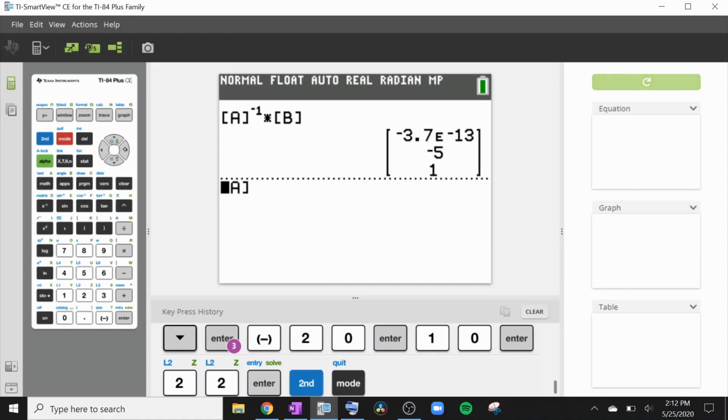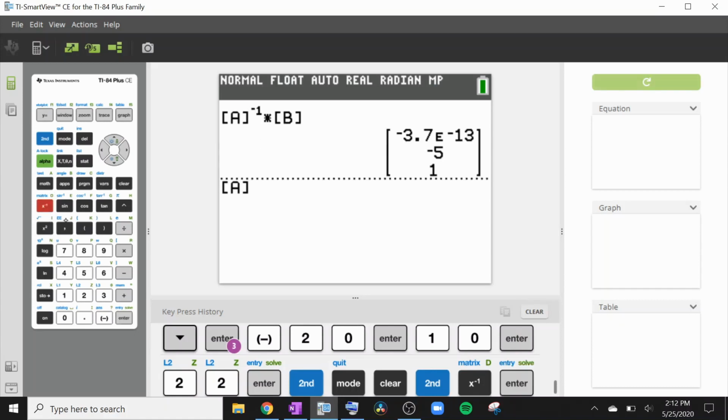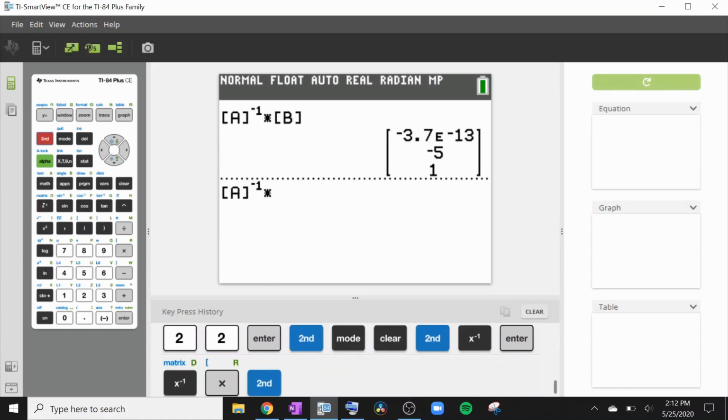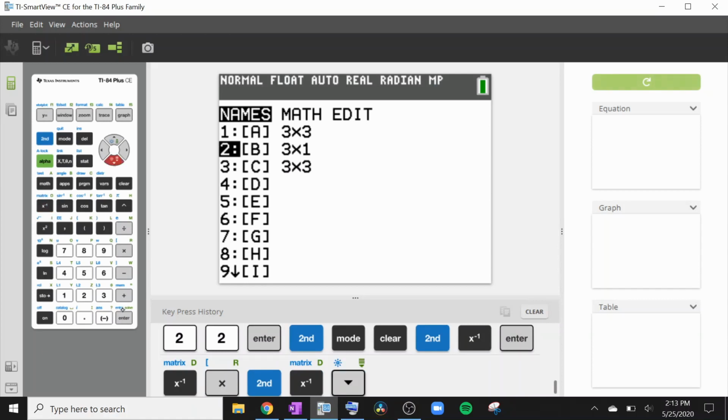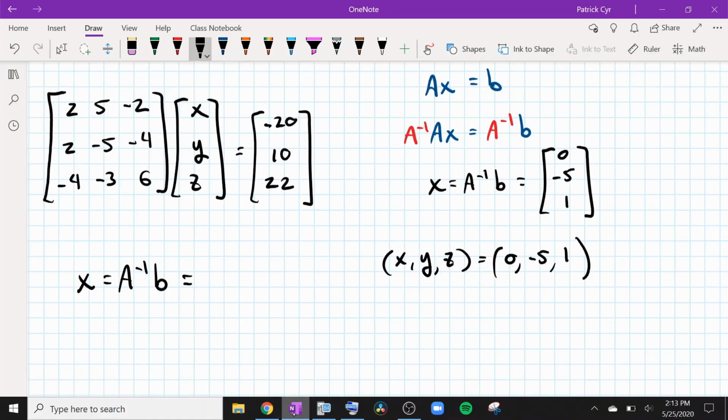And so the solution here is going to be matrix A inverse times matrix B. And hopefully this works. So 5, negative 4, 5. And that's the solution of this 3 by 3 system of equations.